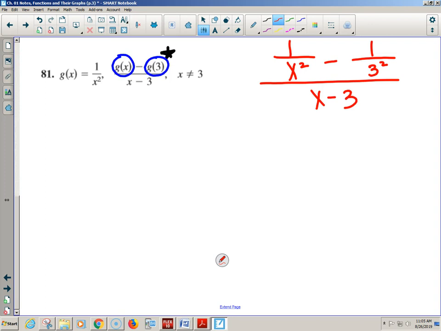Now, was that what the back of the book had? Awkward. Those of you that did check, the answer is no. Because I believe the directions were to find the difference quotient and then simplify. And that's not simplified because I see a fraction and a fraction, otherwise known as a complex fraction.